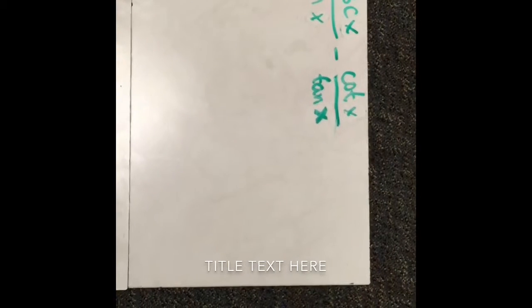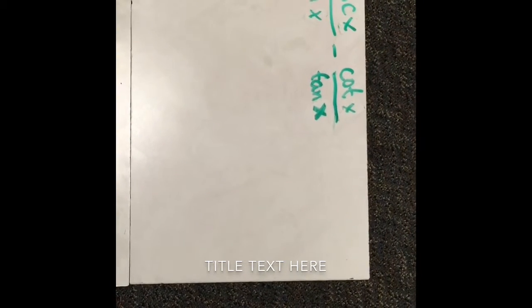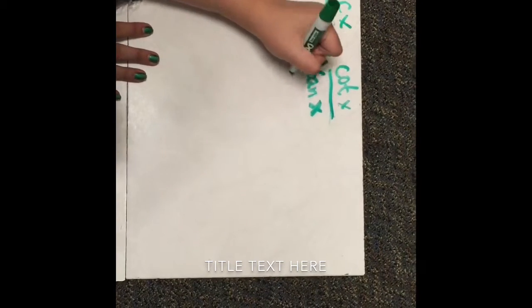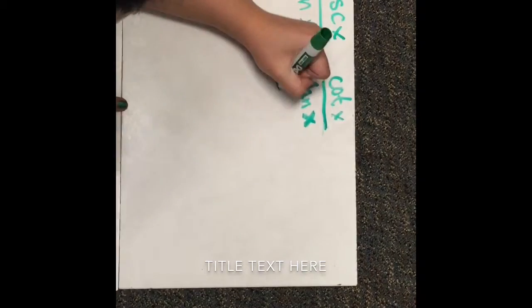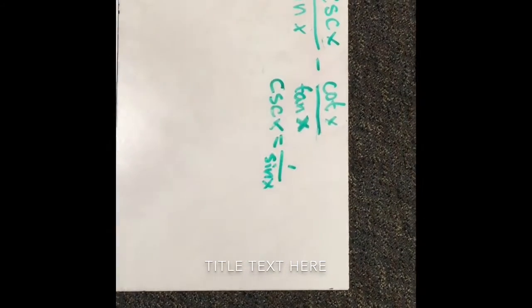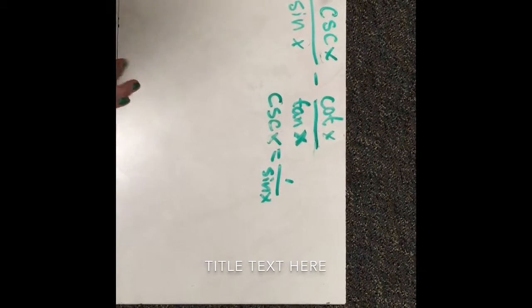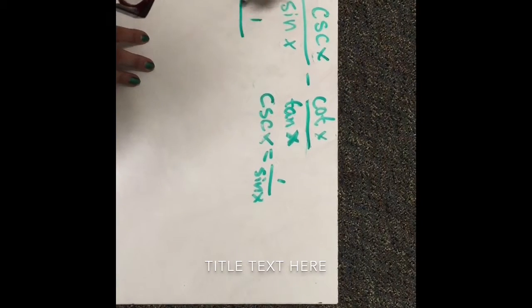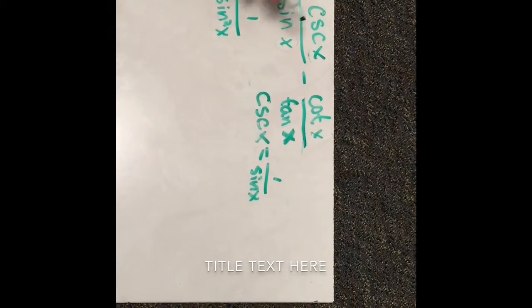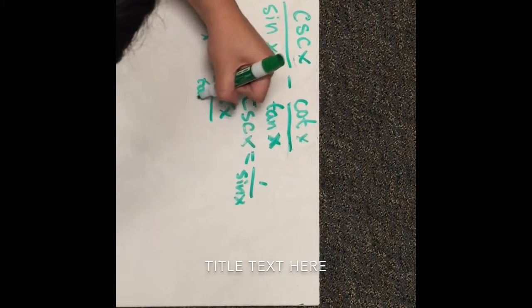Okay, for this example problem, we're going to be simplifying this expression using reciprocal identities, quotient identities, and Pythagorean identities. The first thing that I'm going to do is use the reciprocal identity to put everything in terms of sine and cosine. So change cosecant x to 1 over sine x, so that we have 1 over sine squared x, because it's 1 over sine x times 1 over sine x, minus cotangent x over tangent of x.